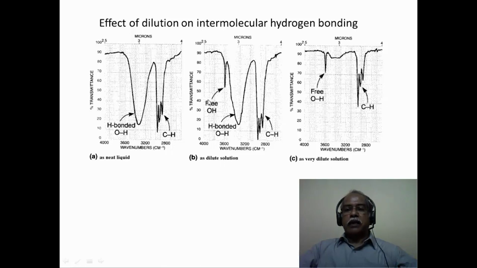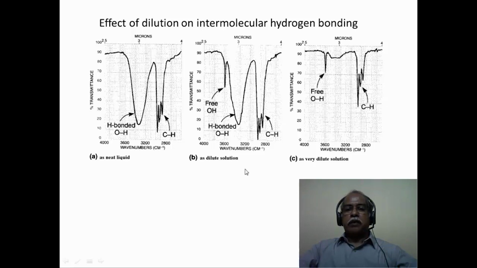Dilute and very dilute is only a relative term in this particular case. One can very clearly see in the neat spectrum a broad band because of the OH stretching frequency, corresponding to the hydrogen bonded OH stretching frequency. Plus you can also see the CH stretching frequencies in this particular region.